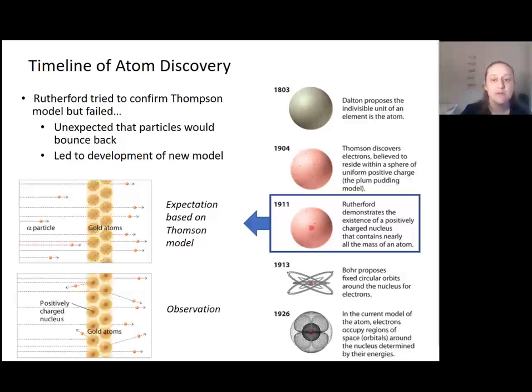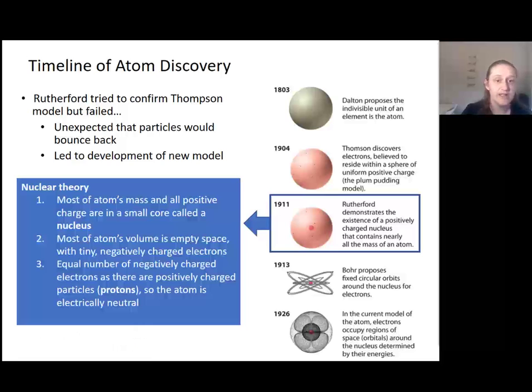This led Rutherford to propose that atoms actually had tiny positively charged nuclei. When the positive alpha particles interact with the positive nucleus, they are deflected. This is the foundation of nuclear theory, where most of the atom's mass and all positive charge are contained in a small core called the nucleus. Most of the atom's volume is actually empty space with tiny negatively charged electrons. And there are equal numbers of negatively charged electrons and positively charged protons so that the atom is overall neutral.